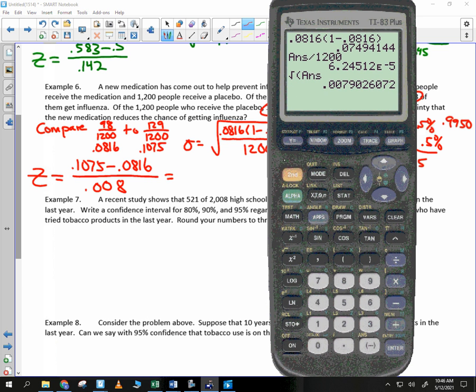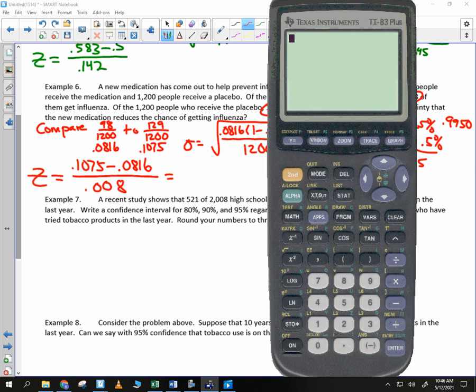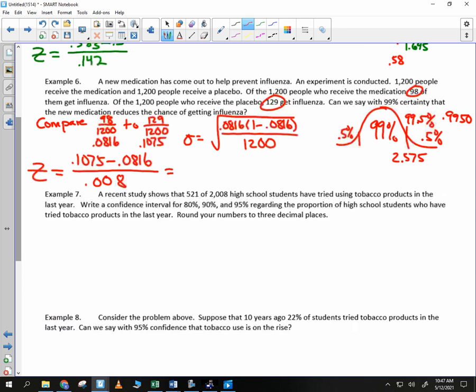All right, here's the moment of truth. We all said no, right? 0.1075 minus 0.0816. Enter and divide by 0.008. 3.24. Does that bring us to the right or the left? 3.24. So yes, that is enough.